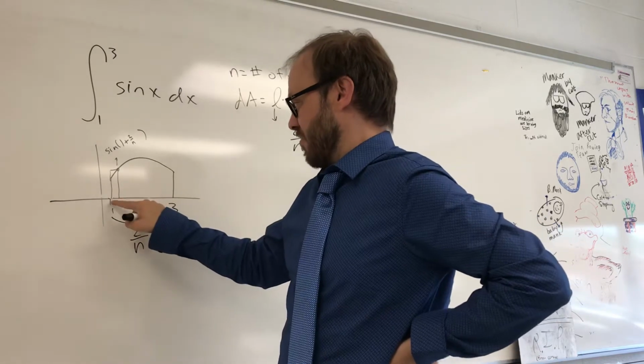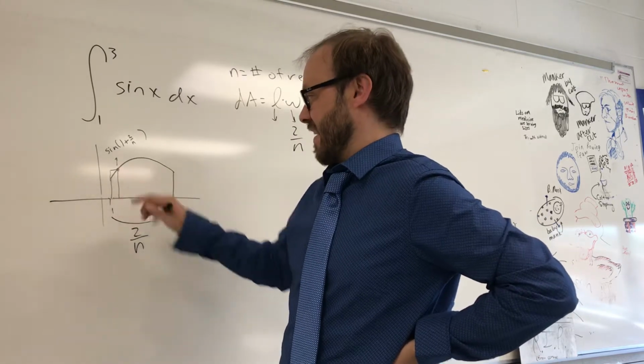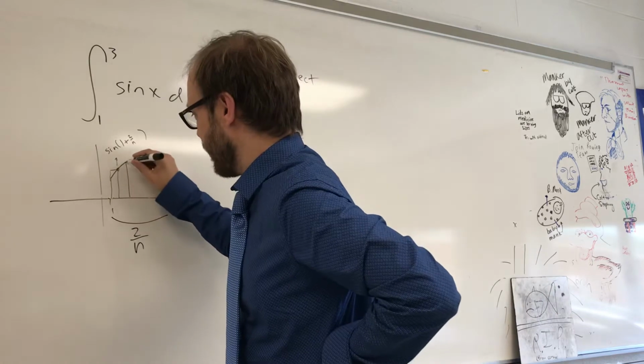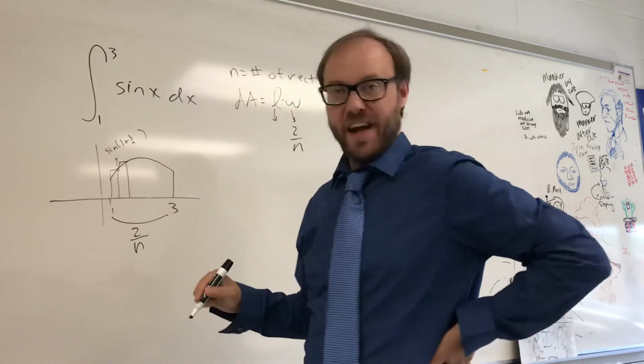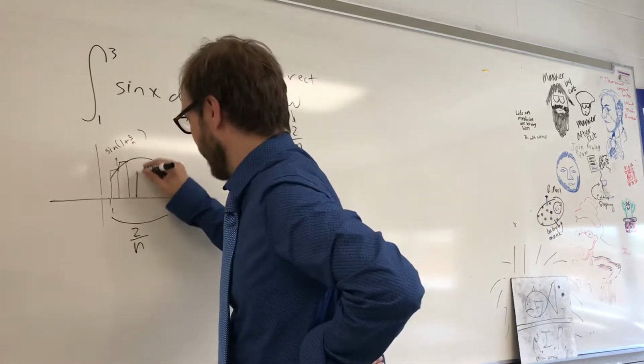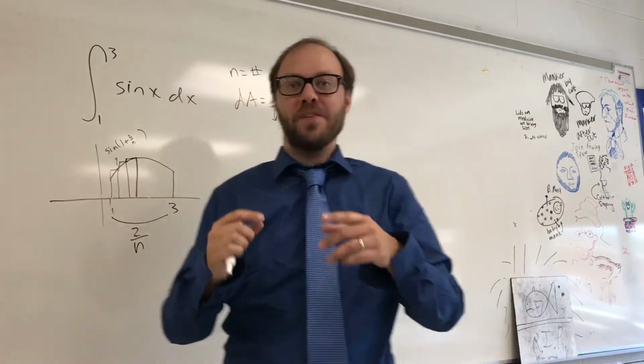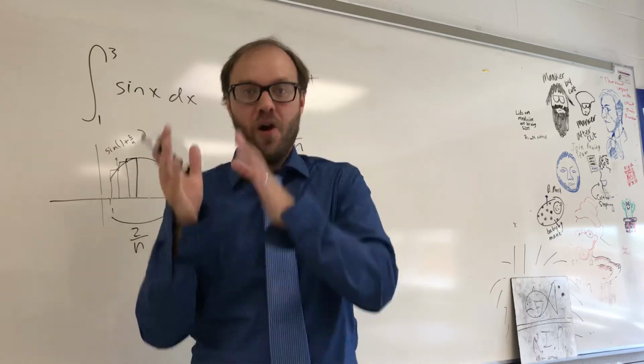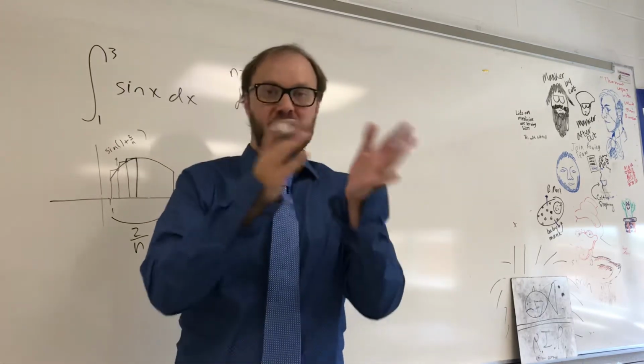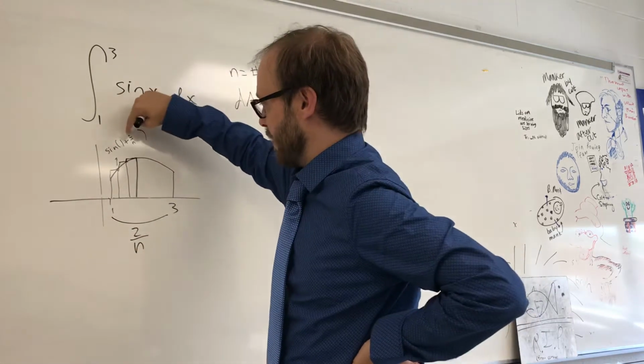So I want to go over to 1.2, and I want to find sine of that. And then I want to go over to 1.4, and I want to find sine of that. And then I want to go over to 1.6, and I want to find sine of that. And so what happens is each new rectangle, you're going over 0.2 more. You're going over whatever this width is more.